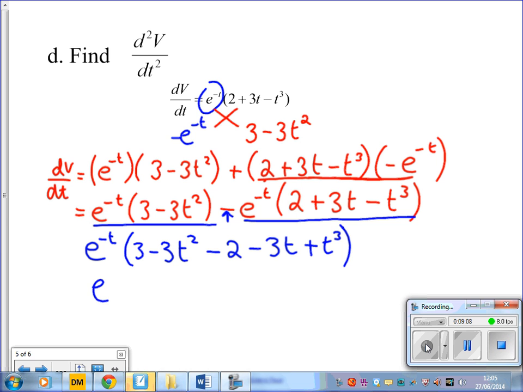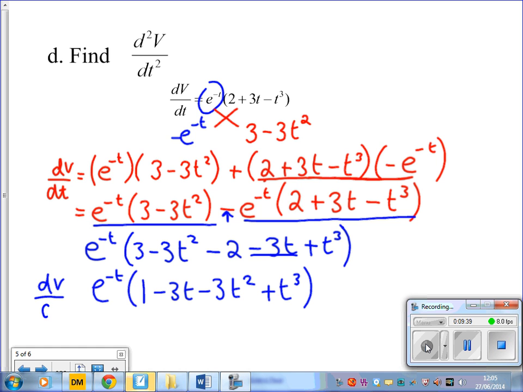Tidying up what's inside the bracket. Got 3 take away 2 to give me 1. Then the t terms, I've got minus 3t here. T squared terms, minus 3t squared, and the t cubed term. So there's my answer for d squared v by dt squared.